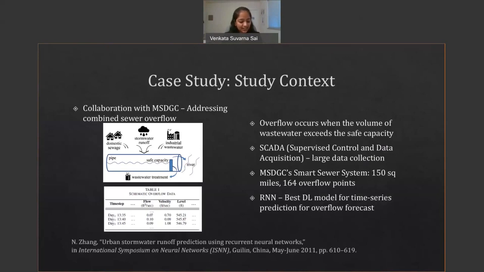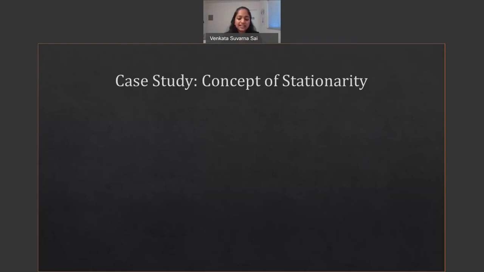It is seen that RNN is the best deep learning model for time series prediction, especially for overflow forecast, and so we choose RNN for the case study. To understand how we use metamorphic testing in this case, let's dig into the concept of stationarity, which is an important characteristic of time series data.